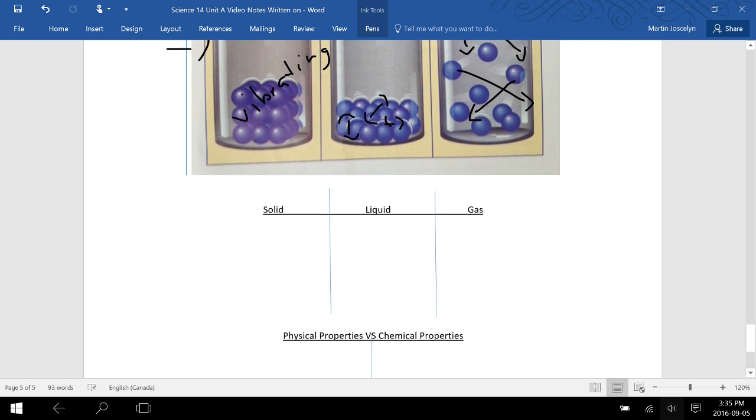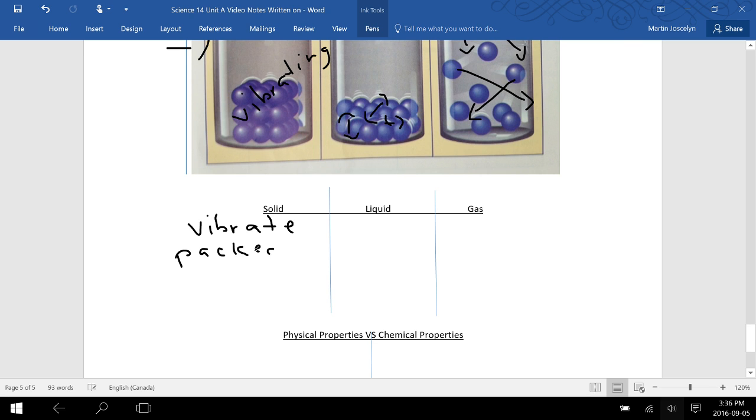Okay, so let's recap that a little bit. Solid particles are packed tightly together and they cannot move very much. They sort of vibrate. They're packed close. This means that solids will keep their shape and they won't flow.